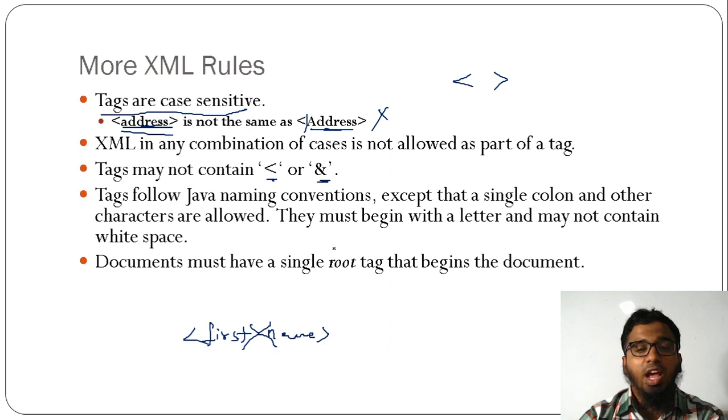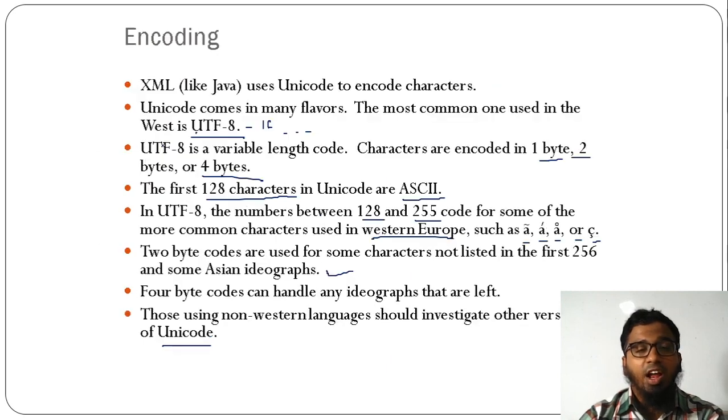So what is a root tag? The root tag here is address. Next, encoding. We will have some encoding because data is transferred from one application to another application. So Unicode encoded characters are very important for transferring data from one application to another application.